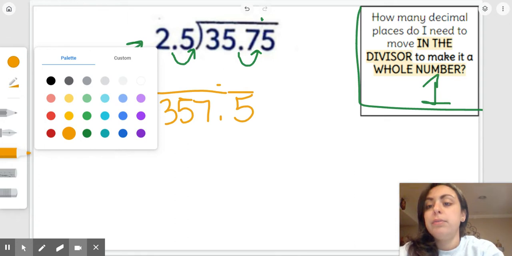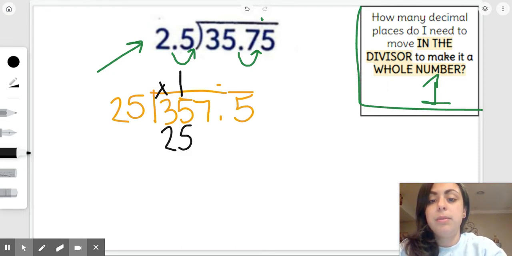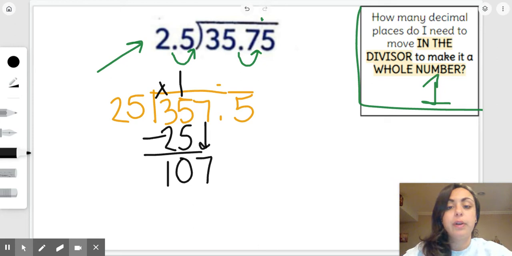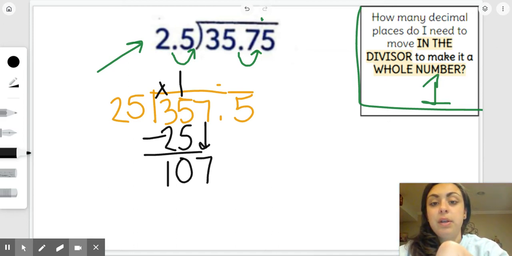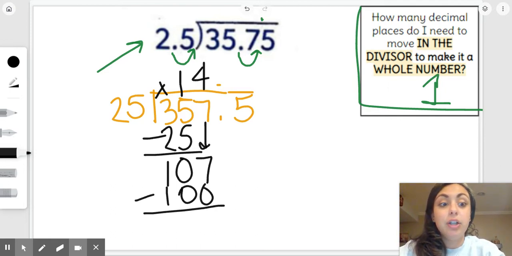So I know that 25 can't go into 3. I do know that 25 can go into 35 only once. I'm going to subtract here, and I get 10. Bring down that 7. Now, if I count by 25s, 25, 50, 75, 100, I know that 25 can only go into 107 4 times. So I'll go 4, and I'll get 100. When I subtract, I have 107, take away 100, you're left with only 7.